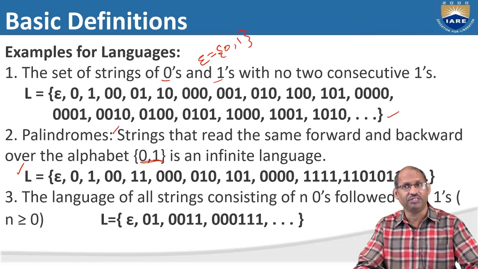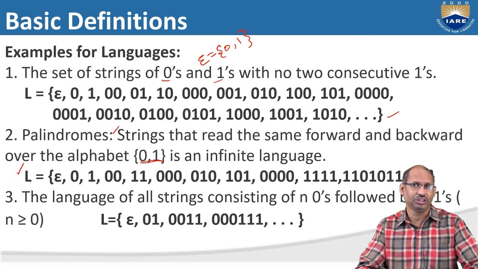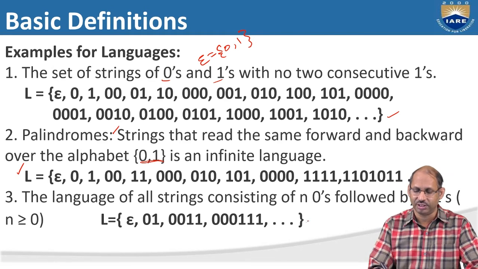3 zeros. If we reverse, we'll get the same 3 zeros. 0, 0, 1, 1, 0, 1, epsilon. All these are examples for the palindromes. Right? So the language of all strings consisting of zeros followed by ones is given by this one.